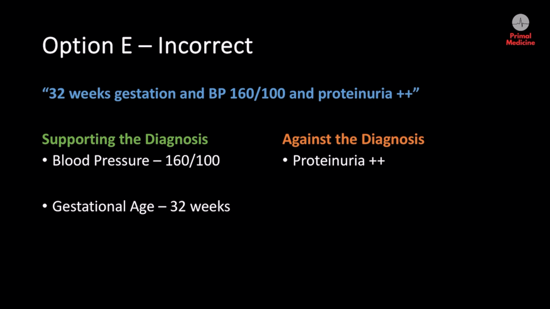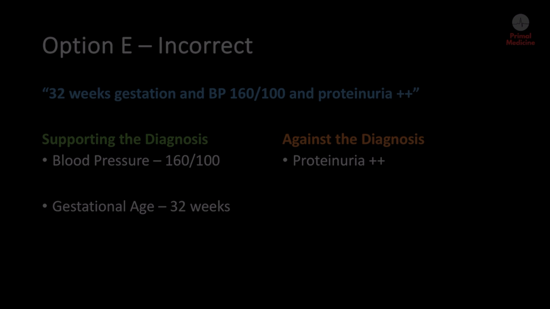in the urine. In our final option, we have 32 weeks gestation, blood pressure 160/100 and protein +2 on analysis. This was incorrect because whilst we have hypertension and the gestational age is greater than 20 weeks, there is protein in the urine which is more suggestive of pre-eclampsia.